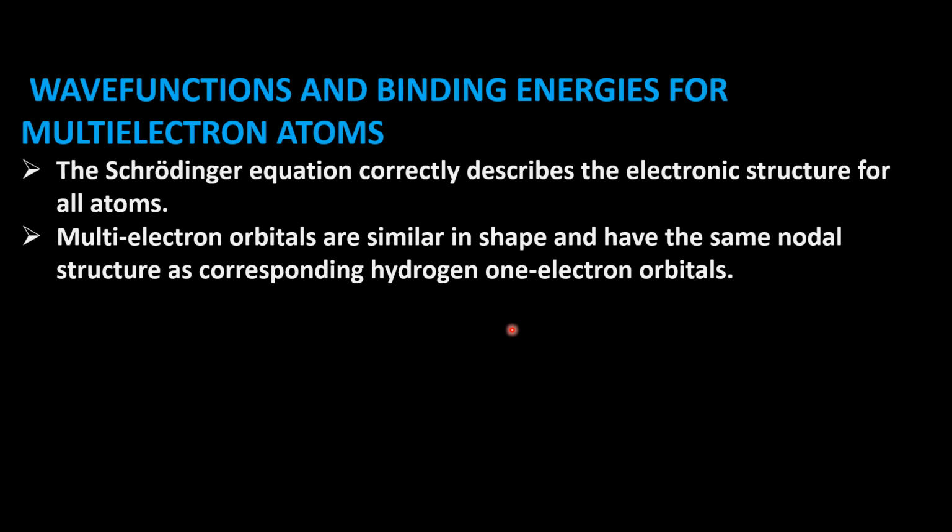Like the s orbitals, which we have already discussed in our previous lecture, are always spherically symmetric. Except at the radial nodes, we have the probability of finding the electron spherically symmetric. So the s orbital is the same whether it is a one-electron system or a multi-electron system.